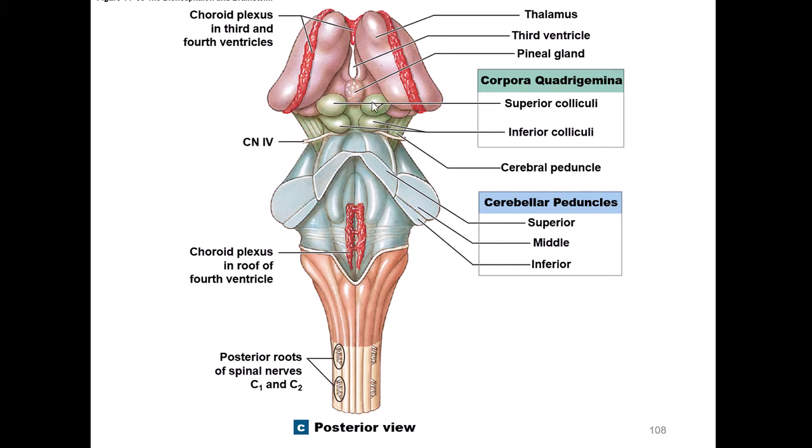The top two are known as the superior colliculi, and the bottom two are known as the inferior colliculi, these two right over here. The superior colliculi help to control some visual reflexes, while the inferior colliculi control some auditory reflexes. So that's visual and auditory.